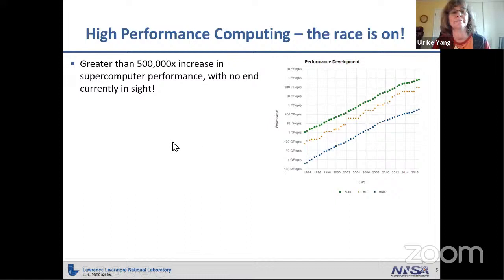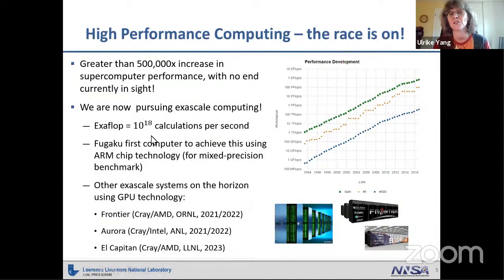There was a greater than 500,000 increase in supercomputer performance between 1994 and 2016. And of course, now we're looking towards exascale computing, 10 to the 18 calculations per second. One of the first computers to achieve this was Fugaku, but using mixed precision benchmarks. So far, no machine has reached a double precision exascale calculation. And Summit also was able to do this, and probably other machines as well.